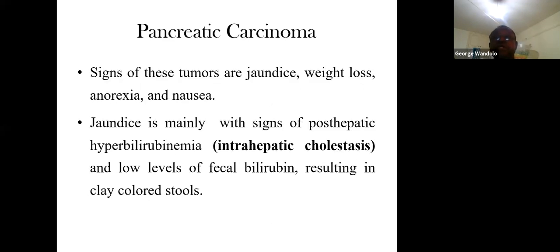So the signs of this tumor: I told you that the typical symptom is severe pain. And here, the signs of this tumor include jaundice, weight loss, anorexia, and nausea. Anorexia and nausea are generalized symptoms for any GIT disease. Jaundice is the main sign, with signs of post-hepatic hyperbilirubinemia, which is a differential for intrahepatic cholestasis. And there is also low fecal bilirubin excretion, and this results in clay-colored stools. Okay, so there is an obstruction, and we have clay-colored or pale stools.